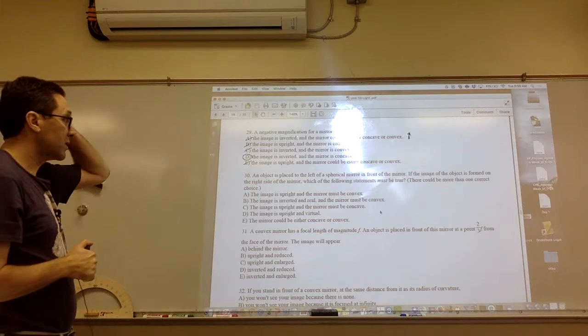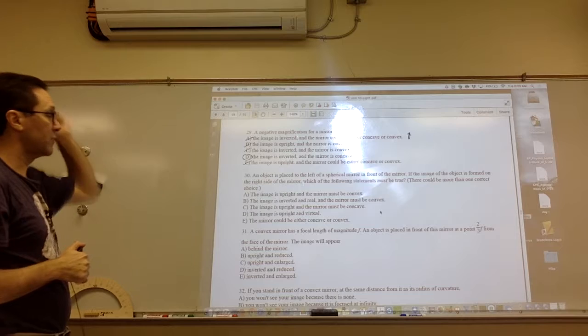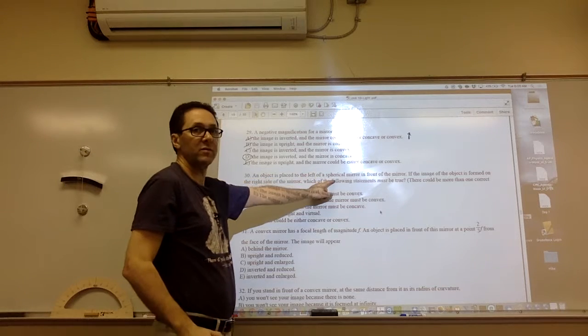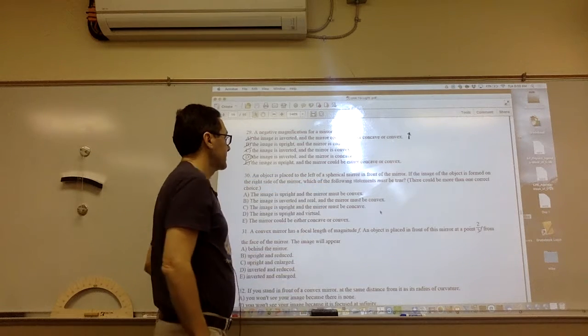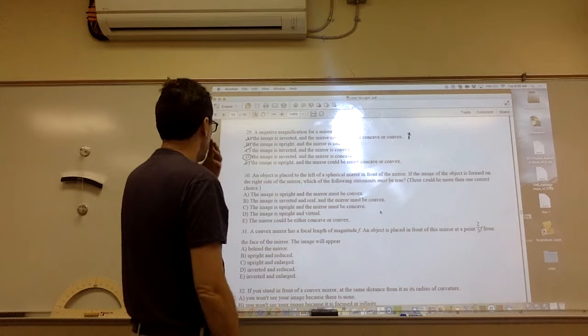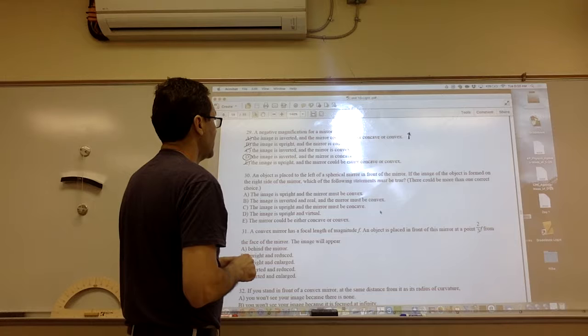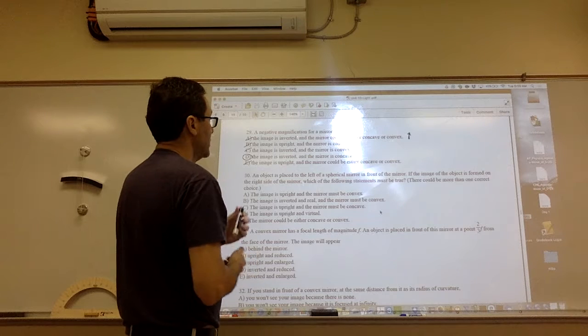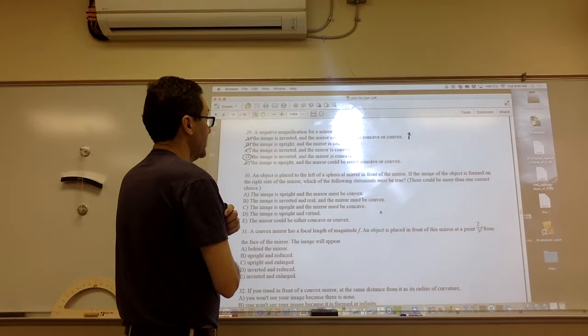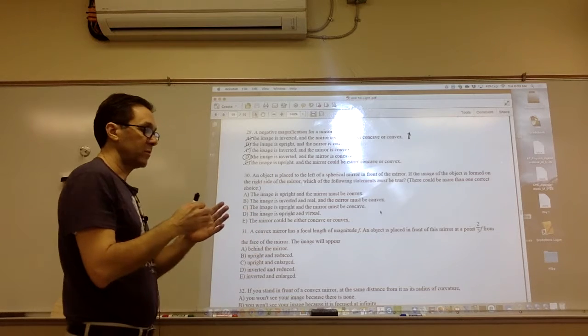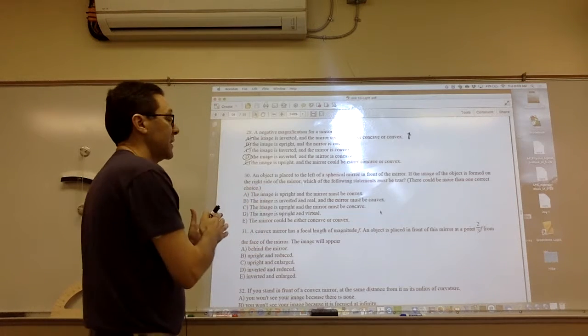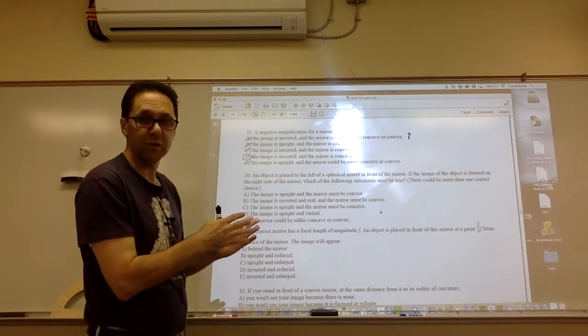An object is placed to the left of a spherical mirror, in front of the mirror. See here, they don't tell us if it's concave or convex. If the image of the object is formed on the right side of the mirror, which of the following statements must be true? So this is going to be a virtual image because for mirrors, the image is supposed to be on the same side as the object because it relies on reflections.